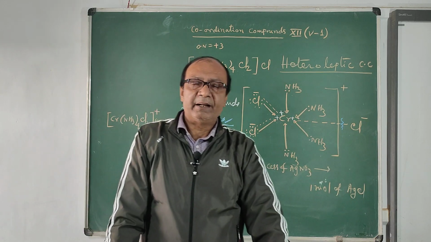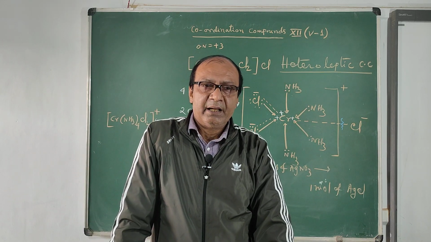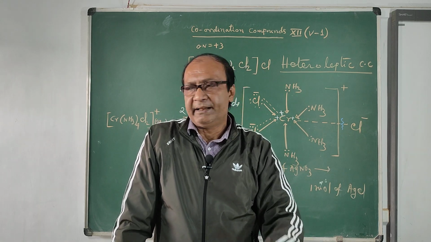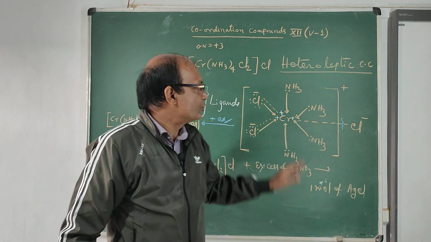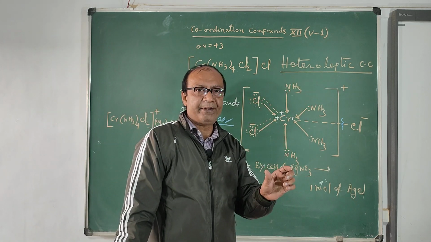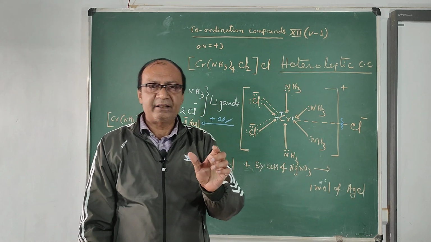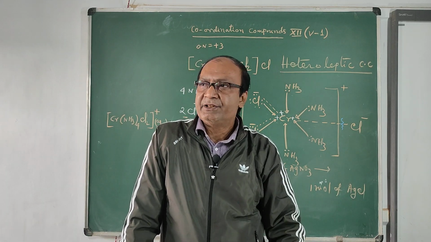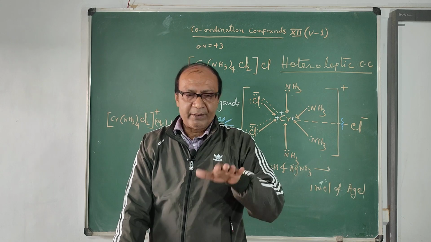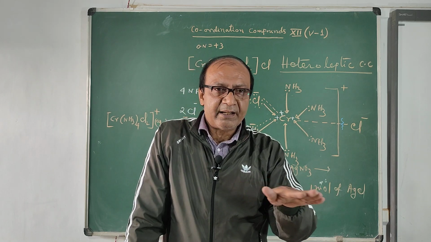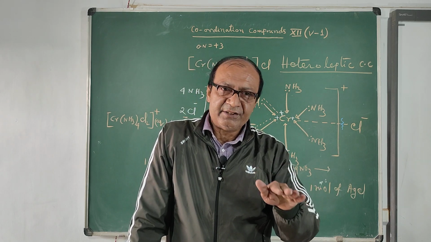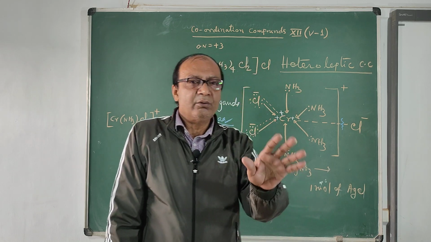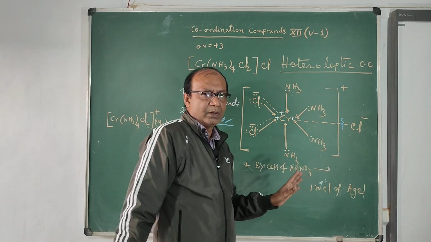If the central metal atom or ion is attached to the same type of ligands, the same kind of ligands, then it is said to be homoleptic. So heteroleptic and homoleptic, these two terms depend upon the types of ligands attached to the central metal atom or ion. When different kinds of ligands are attached, it is heteroleptic. Same kind of ligands attached, it is homoleptic. You will get many examples of this.